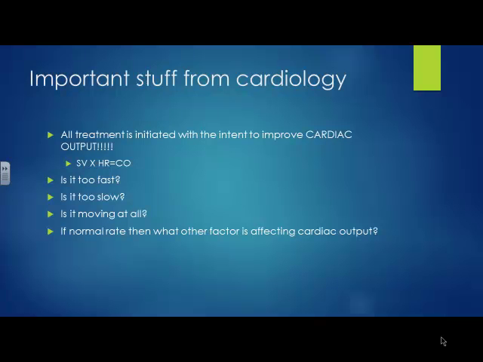And so, essentially, when it comes to dysrhythmias, is a heart beating too fast? Is a heart beating too slow? Because if it's beating too fast, that's going to have a direct result on cardiac output. If it's beating too slow, it's going to have a direct result on cardiac output. Is it moving at all? Is blood moving at all through the heart? And obviously, that's going to have a huge implication. If all three of those are not in factor here, then what other factor is affecting cardiac output?